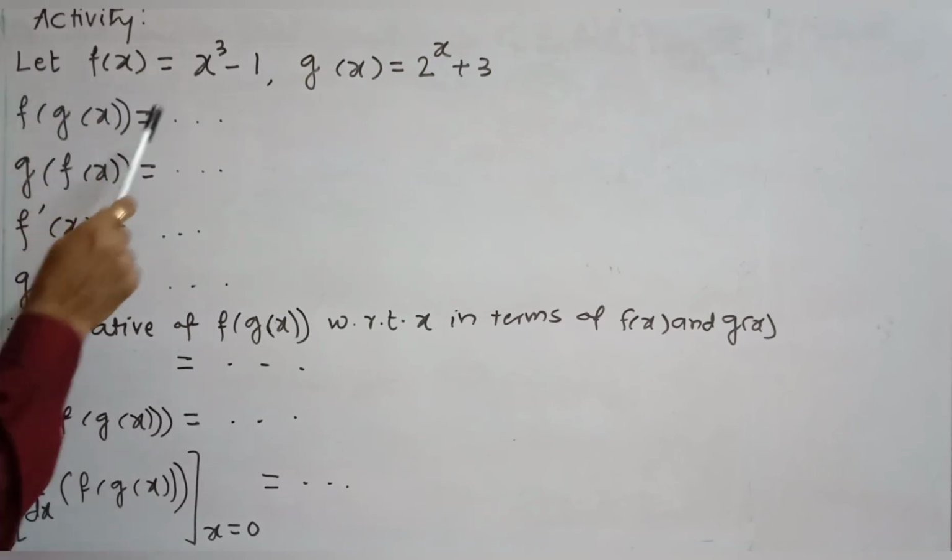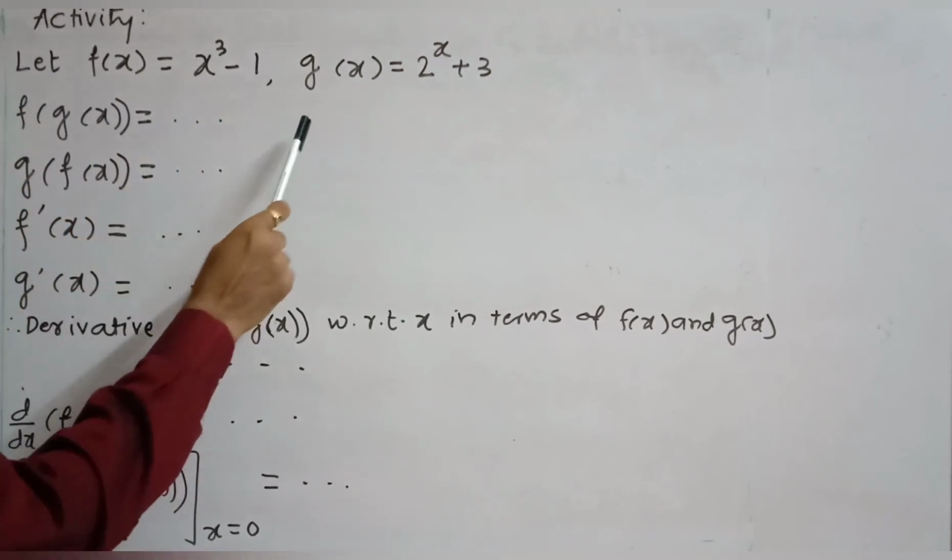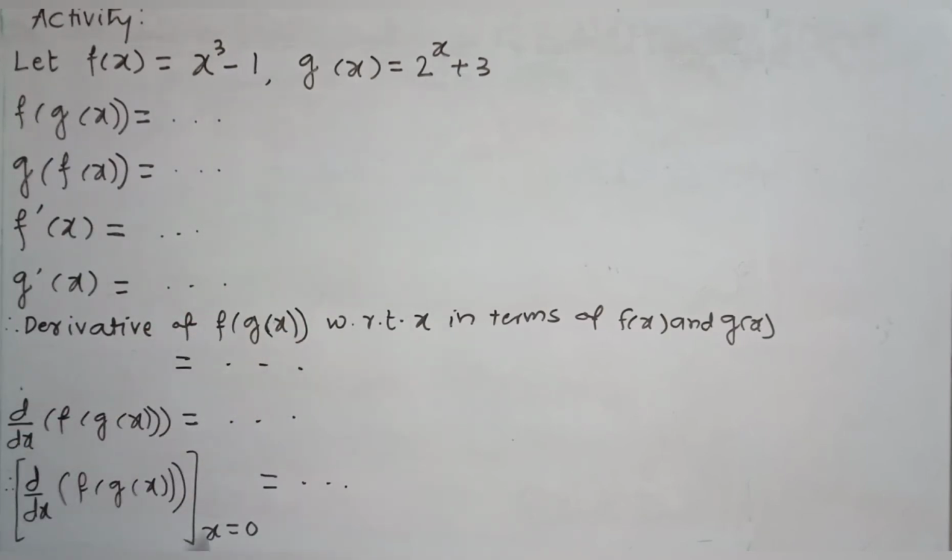Let f x be x cube minus 1, and g x be 2x plus 3. What is f of g x? That has to be written here. G of f x. Again, you have to find it out. F dash x.